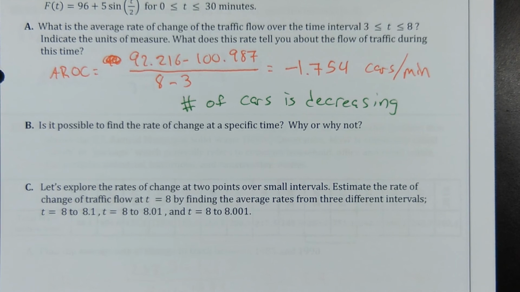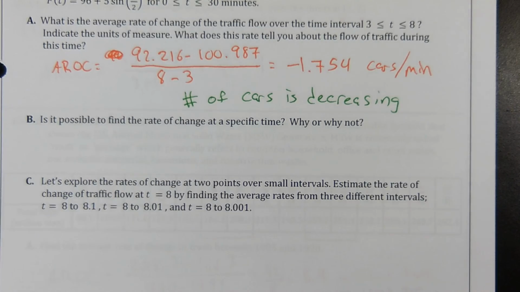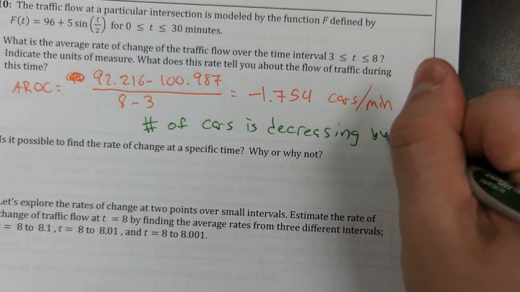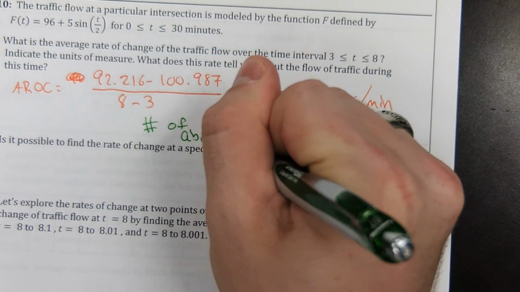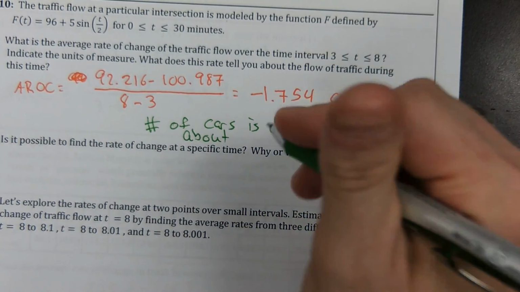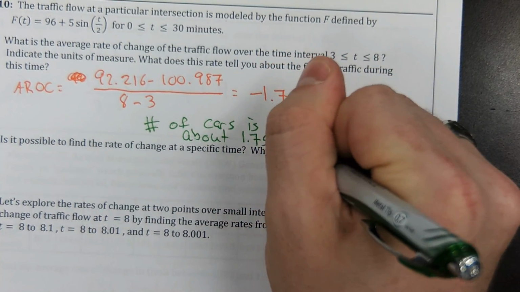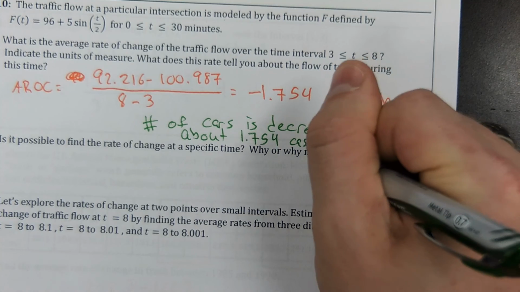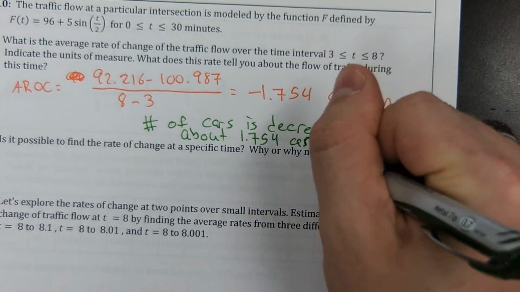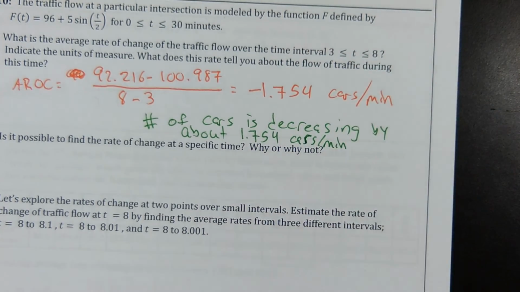Because the rate of change there is negative, clearly our graph is decreasing there. The number of cars is decreasing by about 1.754 cars per minute. Cars per minute, because I forgot the R.